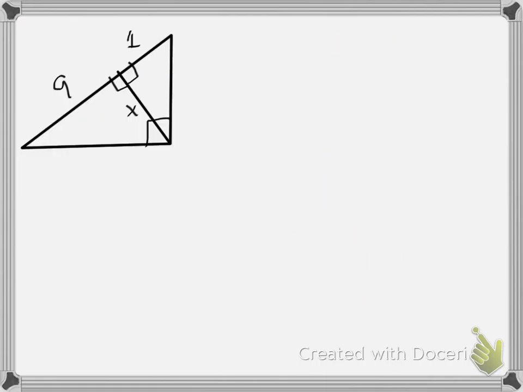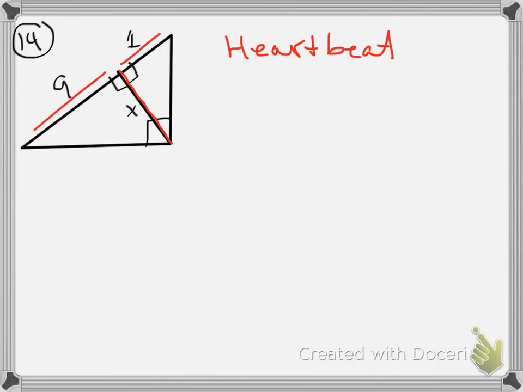Okay, so this is number 14, and it looks like a heartbeat problem. And why does it look like a heartbeat problem? Because you need an altitude here of the big triangle, and you need the two pieces of the hypotenuse. So that's the dead giveaway. I have those pieces there. So I'm going to try heartbeat here. And heartbeat would say, go down, up, down, and back that way. So let's try it.